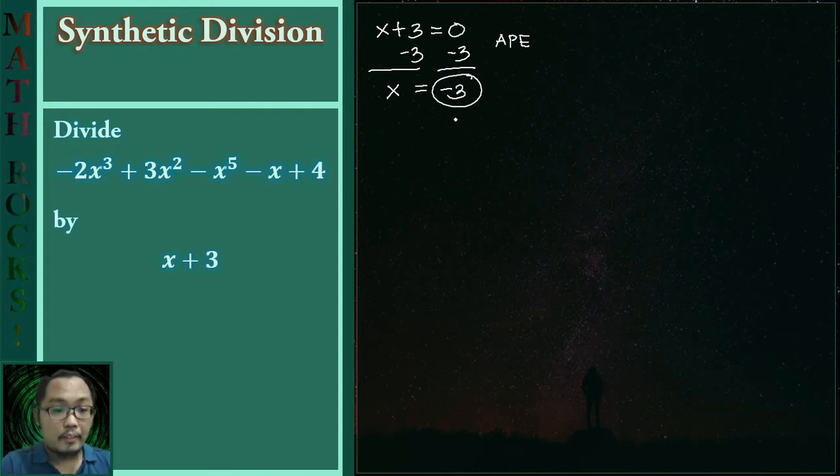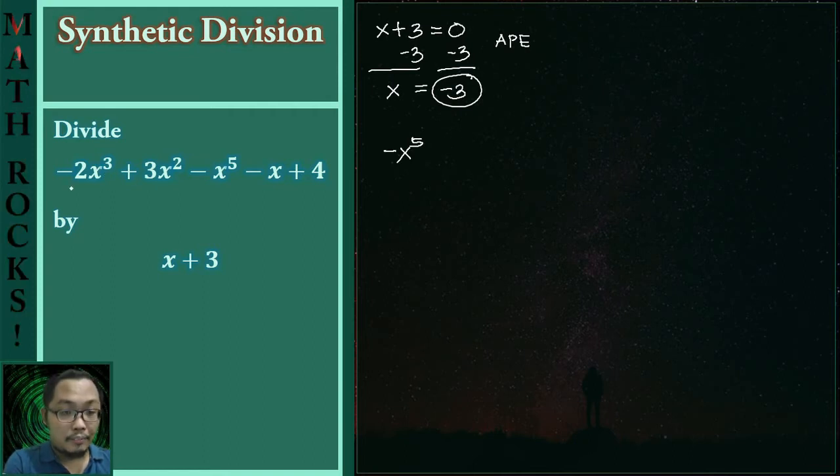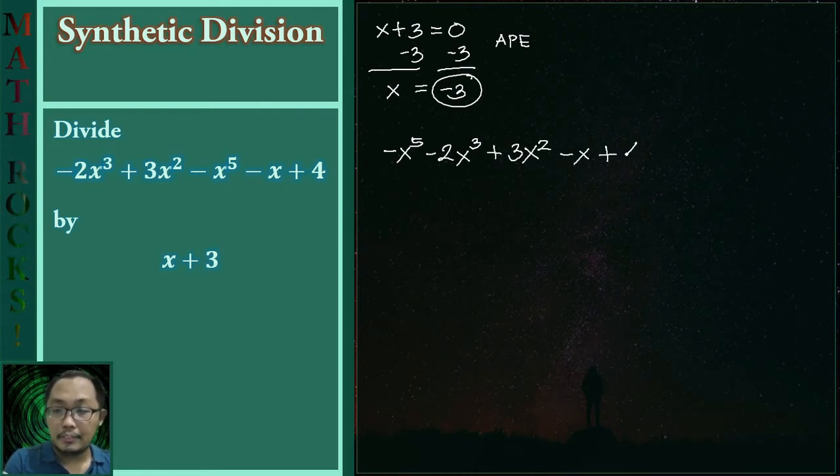But before we do that, we should first inspect our polynomial. Here you will notice that the polynomial is not written in the proper order. We should consider the highest exponent first, having the highest exponent of 5 written first, such as negative x raised to 5, followed by the next term of negative 2x cubed, followed by positive 3x squared, and here we have negative x plus 4.